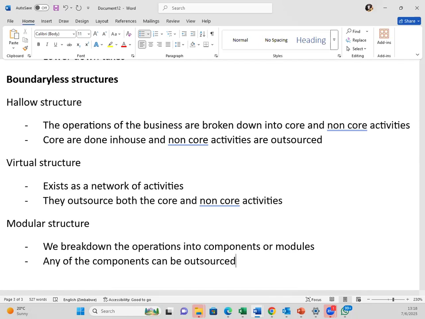Any of the components can be outsourced. So we've broken down the operations into components, of which any of the components can be outsourced. Now with that in mind, let's go and look at the questions. So we've recapped that. Now let's look at the questions.